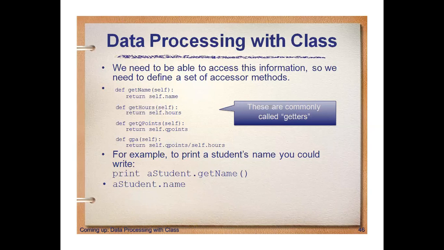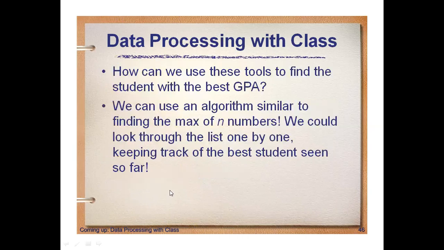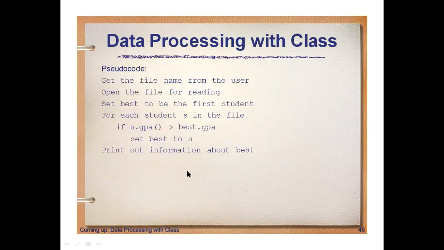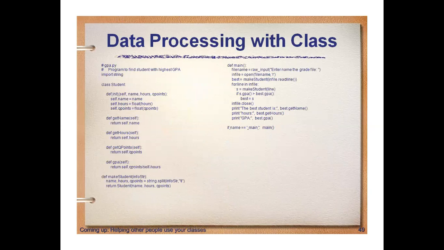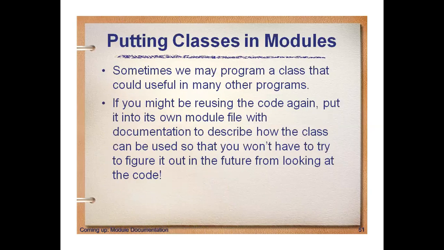Now these are basically known as getters. Why are they known as getters? Because they are accessing some information of ours, right? For example, to print a student's name, you could write print a_student.get_name. Simply you can put the student's name, a_student.name, so you will get whatever information you have passed. Now, data processing with the class for the GPA. Can you design it? I have some pseudocode for it and some basic information here. You can work it out, right?